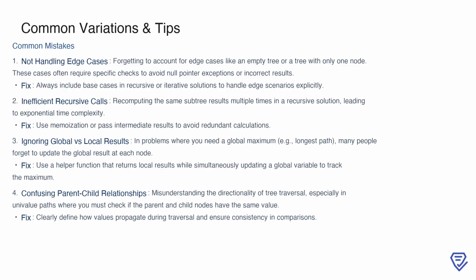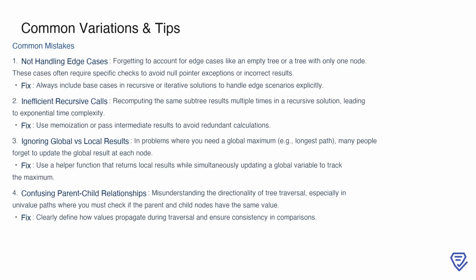Another common pitfall is inefficient recursive calls, where the same subtree calculations are repeated multiple times, leading to unnecessary time complexity. To address this, you can incorporate memoization or pass intermediate results to avoid redundancy. Additionally, many people fail to distinguish between local results at each node and the global result required for the entire tree. To ensure accuracy, use a helper function to update a global variable consistently during traversal.